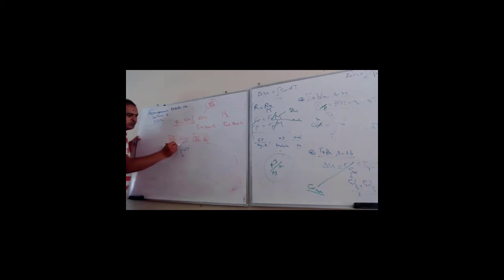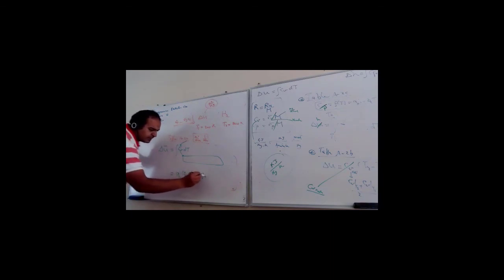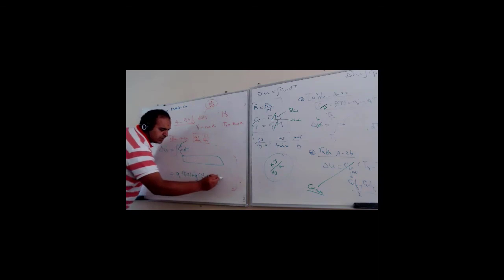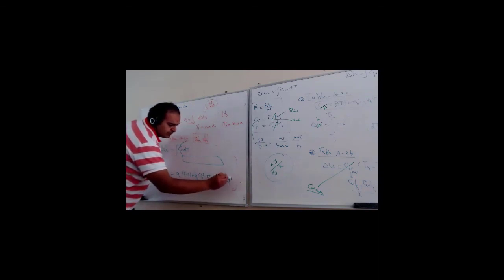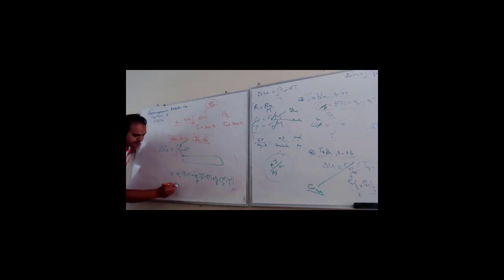This equation is in table A to C, please open A to C. You'll see this equation. When you integrate it, you will see something like this: A0 times T2 minus T1 plus A1 times T2 square minus T1 square divided by 2, plus A2 over 3 times T2 cube minus T1 cube, plus A3 over 4 times T2 power 4 minus T1 power 4. Something like this. Okay, guys?